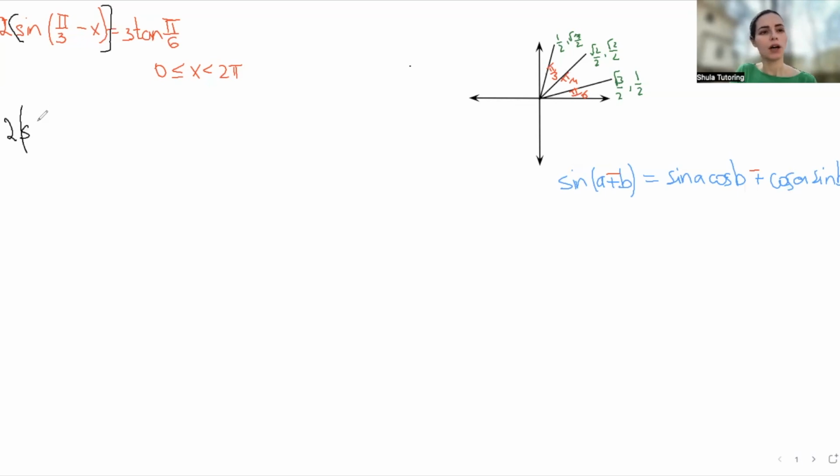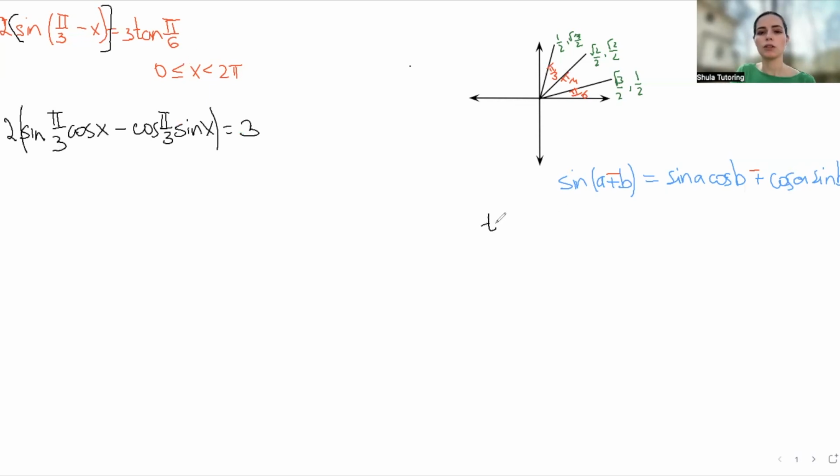So 2 multiplied by our formula is right here, right? So sine A, or sine pi over 3, times cosine B, so cosine x, minus cosine A, or cosine pi over 3, times sine B, or sine x here, right? Because our A is pi over 3 and our B is x. And here we can also simplify because we know what tangent of pi over 6 stands for, right?